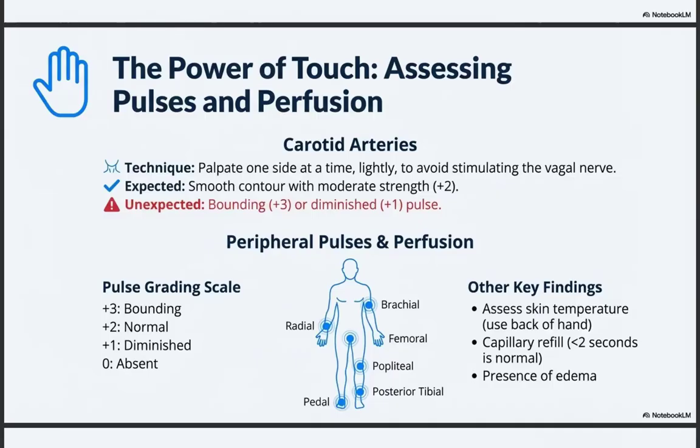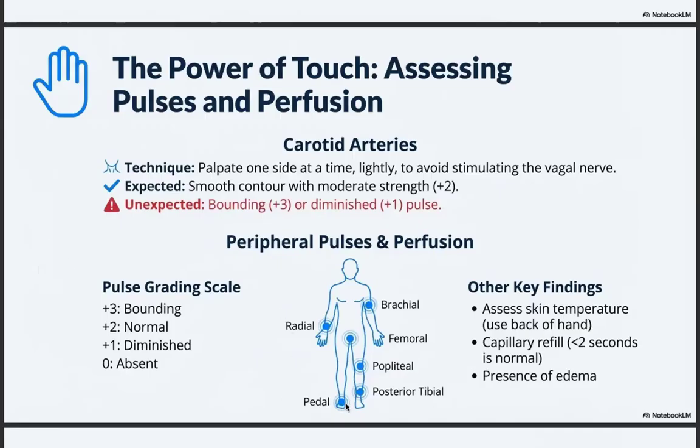So a bounding pulse a lot of times could mean that they have too much fluid on them. Sometimes a diminished pulse can be from edema and fluid overload as well. But there are other things that we have to keep into account with that, right? So the temperature of their skin, does it feel cool? Is it clammy, that sort of thing? Or the color, do they have cyanosis?